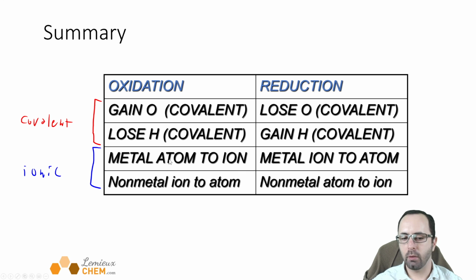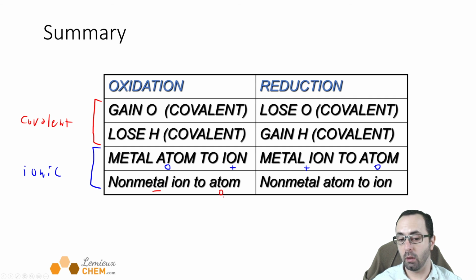For ionic compounds, if a metal atom becomes a metal ion, it's going from 0 charge to positive charge. That's oxidation. Okay. If a metal ion becomes a metal atom, it's going from positive charge to 0 charge. That charge is going down. That's reduction. On the other hand, if a nonmetal ion becomes a nonmetal atom, it's going from having a negative charge to having 0 charge.